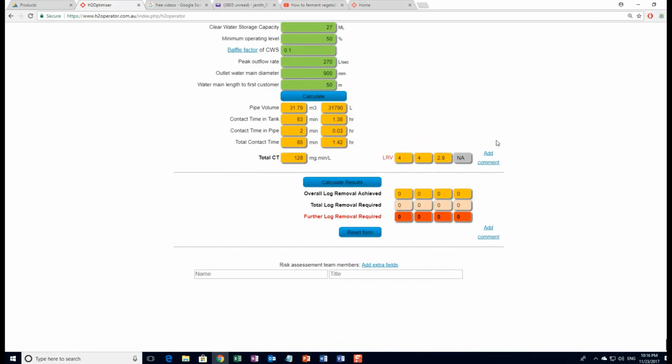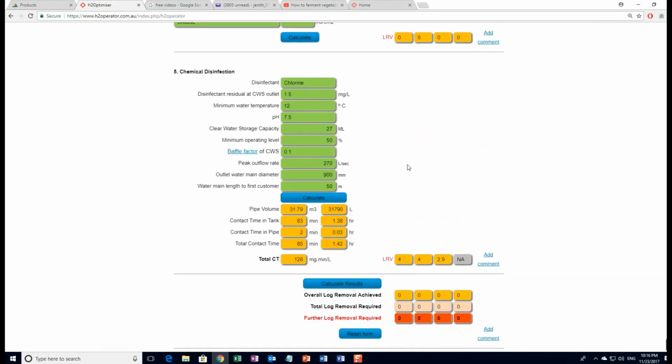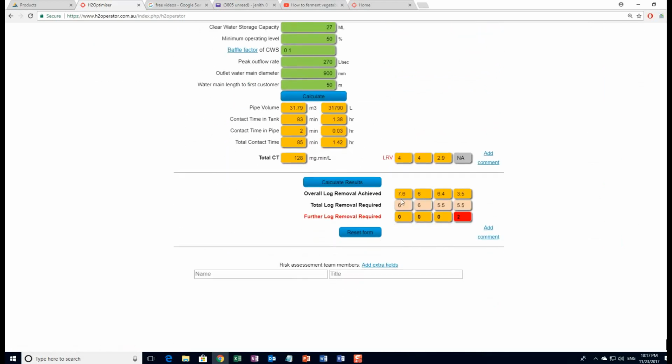Okay. All right. So now we have done our barriers. Now let's calculate the overall results. Okay. So if you have a look, this is what we are achieving, and this is what we are expected to achieve. So for bacteria, virus, and Giardia, we are achieving either what's expected or more than what's expected. Okay. However, for Cryptosporidium, we are required to achieve 5.5 log reduction value, but we are only achieving 3.5.